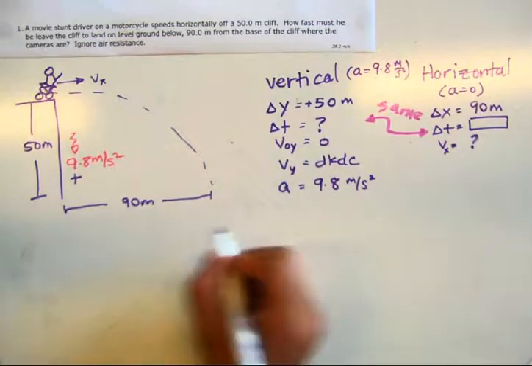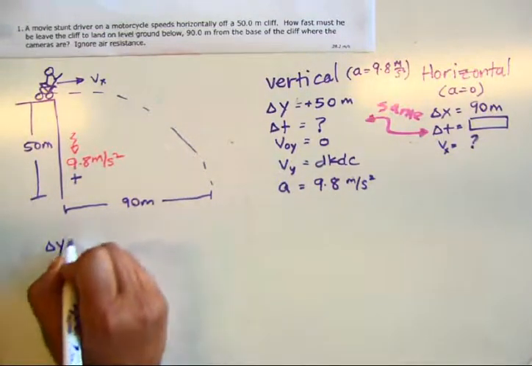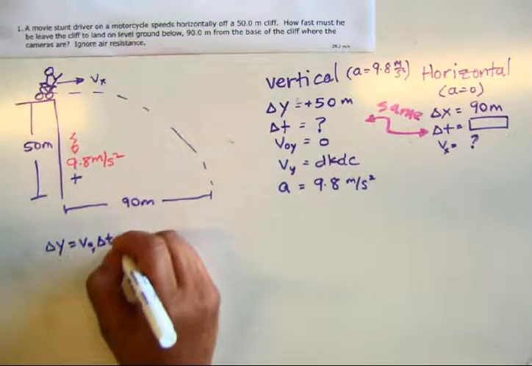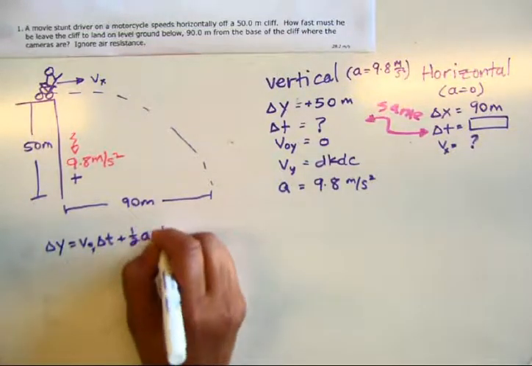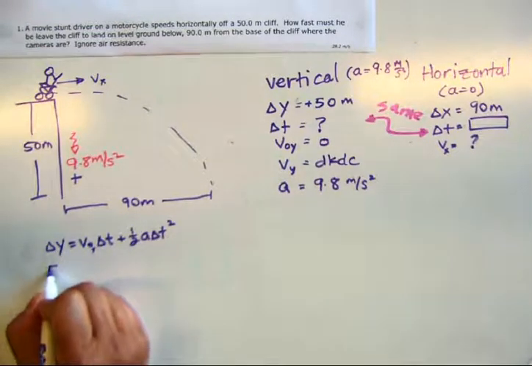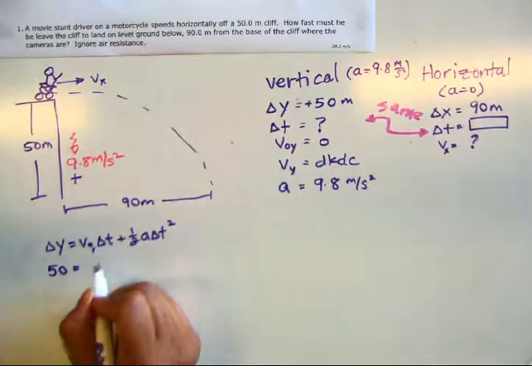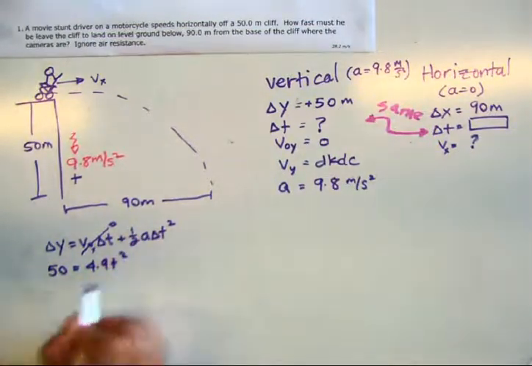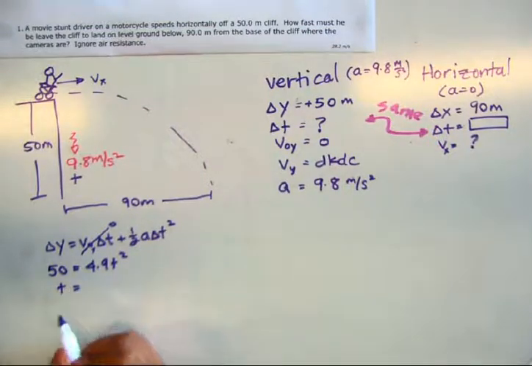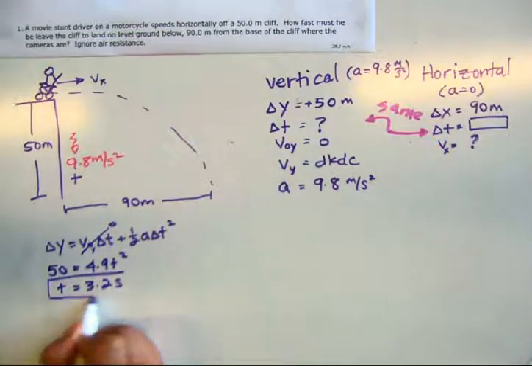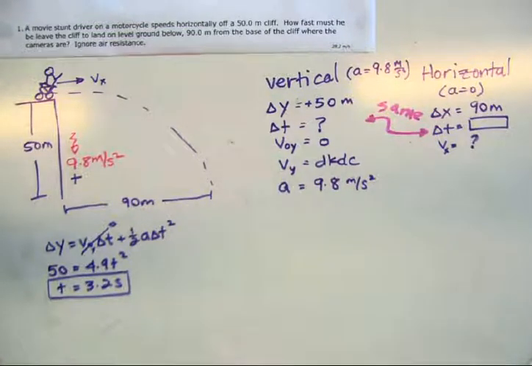With Vy as my don't know, don't care, I can set it up like this. Delta y equals Voy delta t plus 1/2 a t squared. And this is going to be, oh yes, let's put it in. So 50 equals, someone has a calculator, should help us out here. So it's 4.9 t squared, t equals 3.2. I literally just took it all in terms of radicals and plugged it all in.